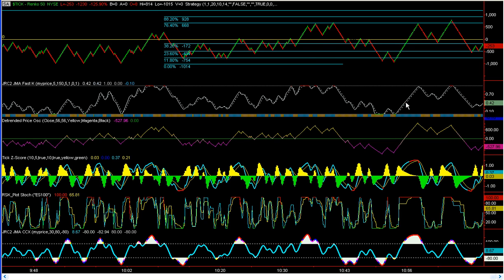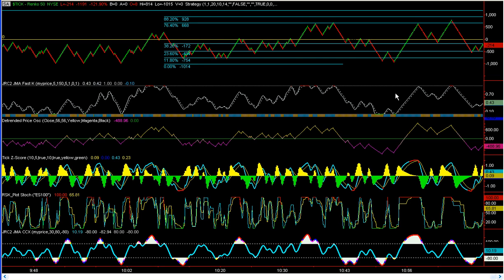So you can, relatively speaking, pick your entries based upon the concept of a confluence between these different indicators, namely the stochastic of the tick, the Z-score, and the CCX. It's fairly easy to see.